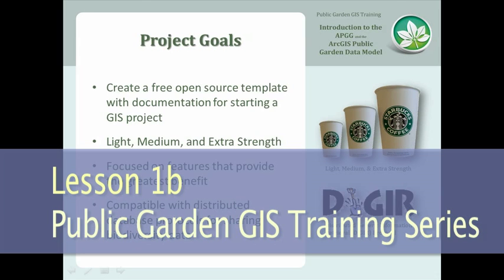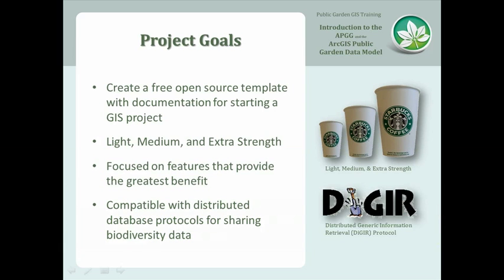And another thing we wanted to do is make sure that it was compatible with distributed database protocols for sharing biodiversity data. And what that means is that you could use the data model to collect information about your plants and then be able to share those with biodiversity informatics efforts that are out there. And those things are basically portals like GBIF, the Global Biodiversity Information Facility. They collect data from all sorts of collection providers, whether they be natural history collections or living collections like ours.